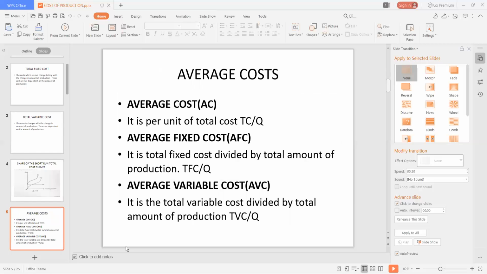Now, I would like to discuss the average costs and their shapes. The average cost, AC, is the per unit total cost. That is, the total cost divided by the total amount of output, or TC divided by Q. The average fixed cost is the total fixed cost divided by the total amount of production, that is TFC divided by Q. And average variable cost is the total variable cost divided by the total amount of production, that is TVC divided by Q. Average cost is known as AC, average fixed cost is known as AFC, and average variable cost is known as AVC.